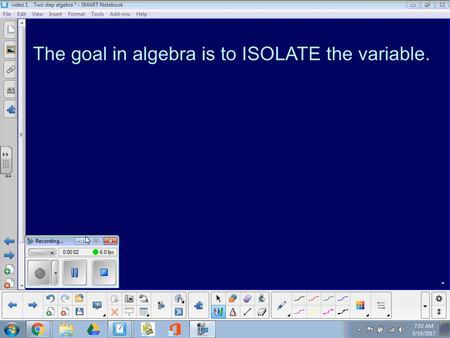Welcome to the introductory video on solving two-step algebraic equations. With any type of algebraic equation, the goal is to get a letter, or variable, on one side of the equation and get that equal to a number, or a constant, on the other side. So you want to get a letter equal to a number, or it could be switched around and have a number equal to a letter.